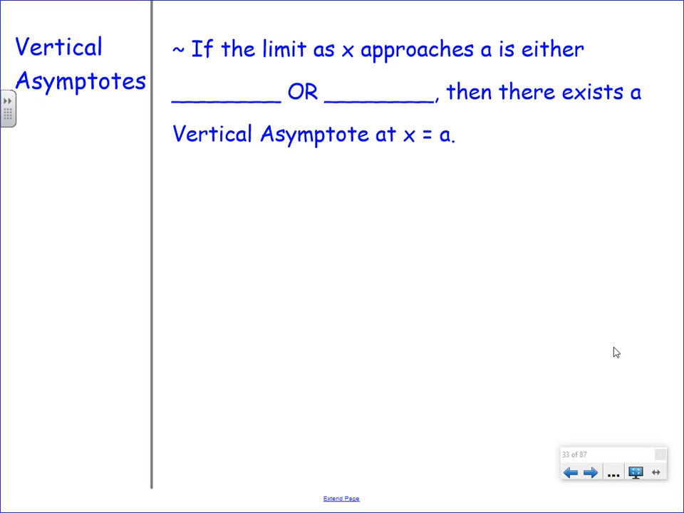Wait, we have one more little part of it. If as x approaches a from either side, the limit is infinity or negative infinity, if there's an infinity, there is a vertical asymptote at a. And remember, a vertical asymptote happens when you have a number over 0. We're going to talk about that in section 1.2.